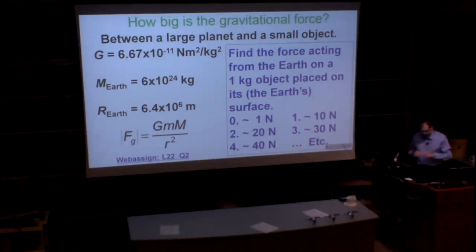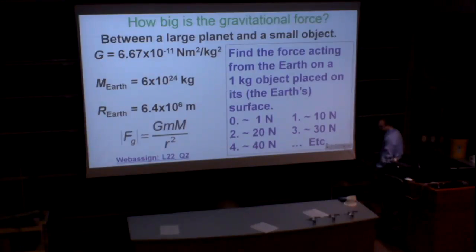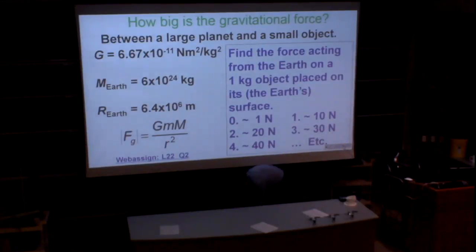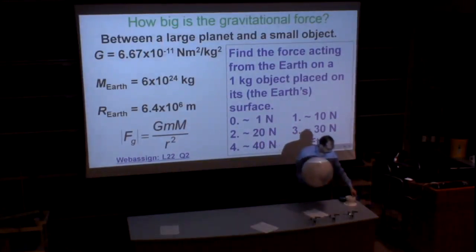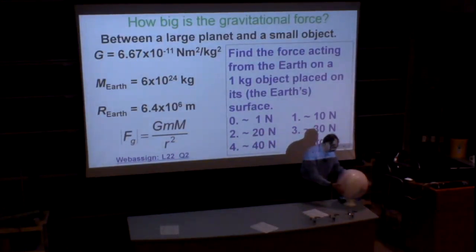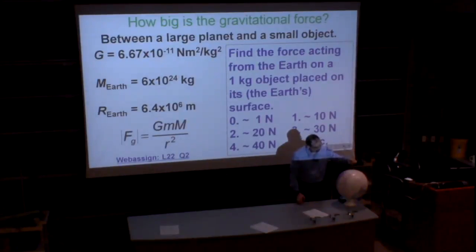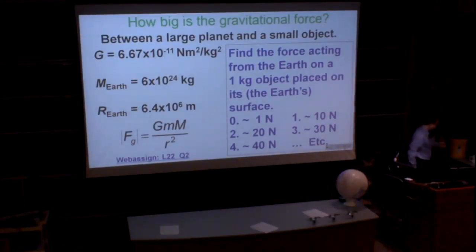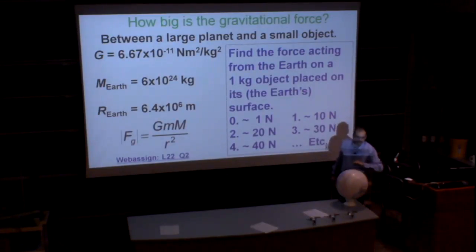So you should draw a picture of the Earth, which looks like this, and there is a tiny object right on its surface. And the question is, how strong is the force of gravitational attraction? First of all, does the Earth attract this little object? Of course, we know. Does this little object attract the Earth? What do you think?